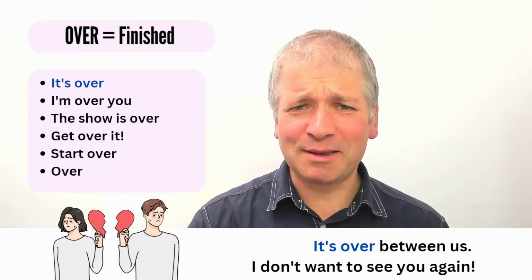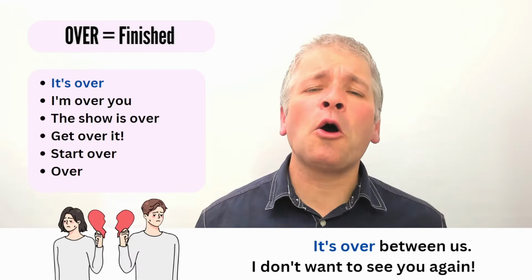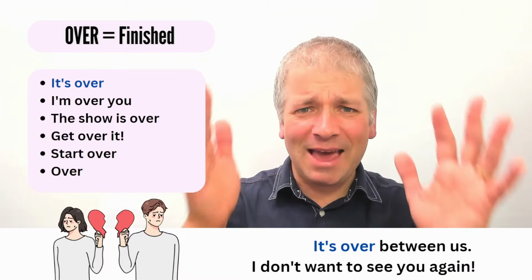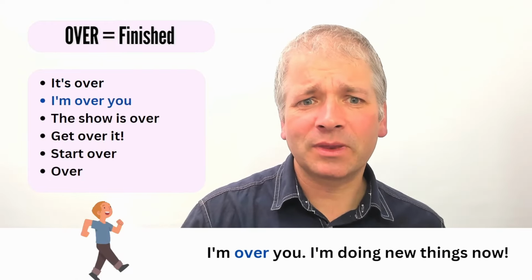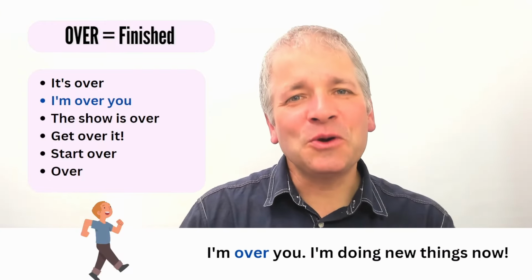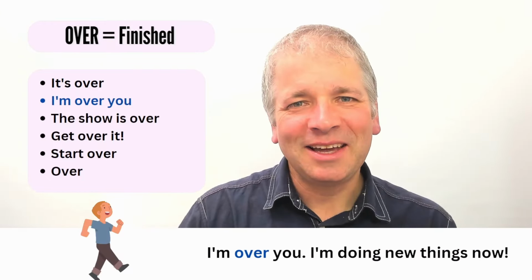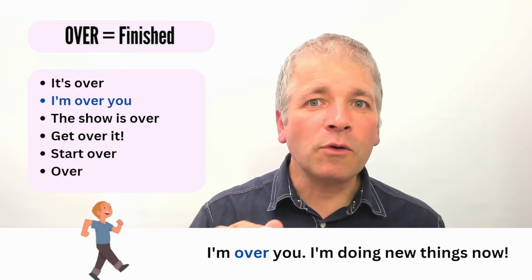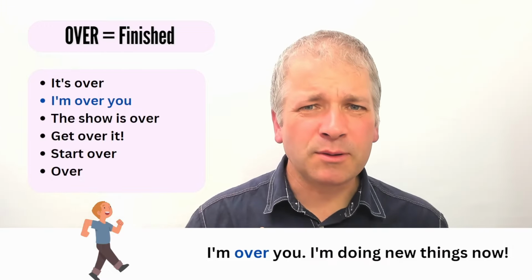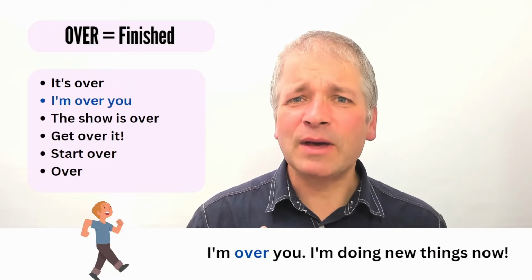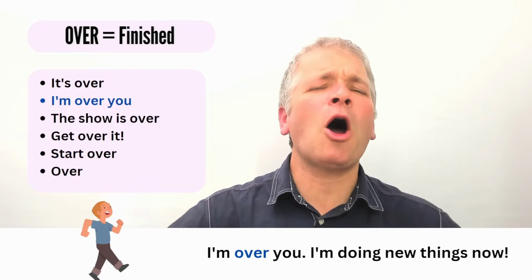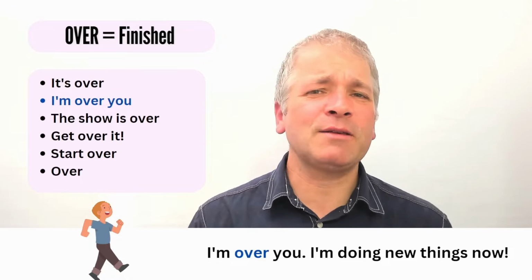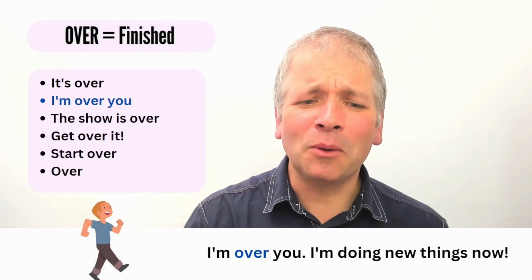What terrible words. So we just use it's over sometimes to indicate the end of something important, like a relationship. I'm over you means something else though. The relationship ends, it's over, and then after a while, the people stop feeling upset anymore and they start thinking about other things and they feel better again. And then they can say, oh, I'm over you. I'm doing new things now. I'm not worrying about you anymore.